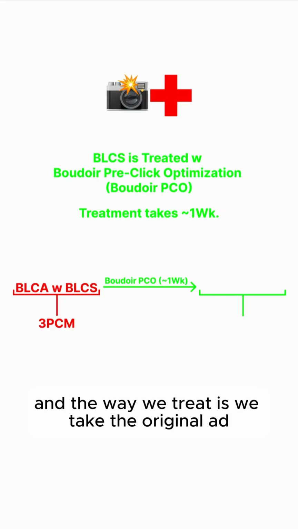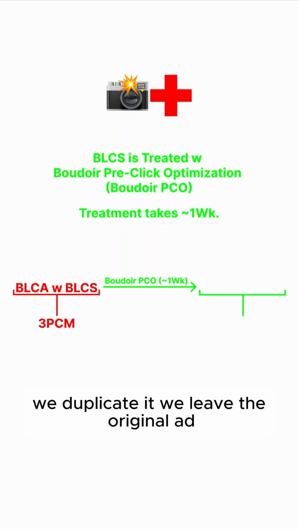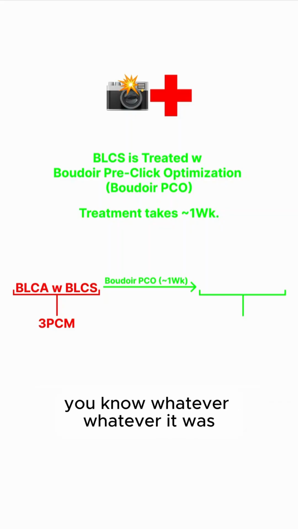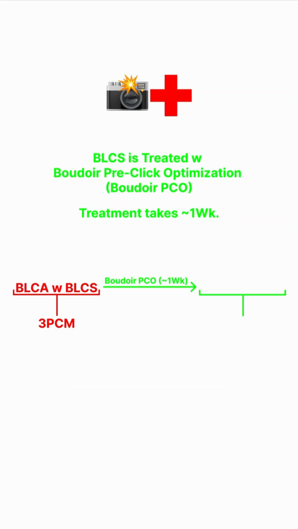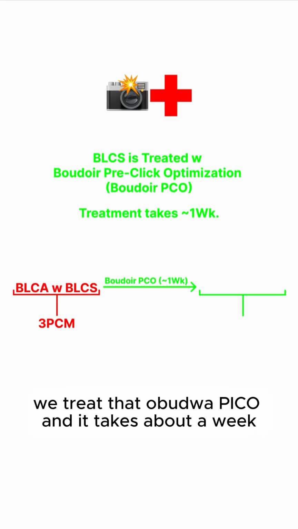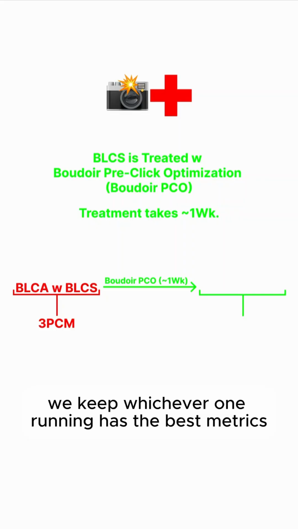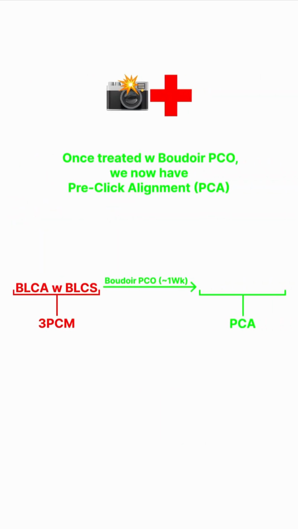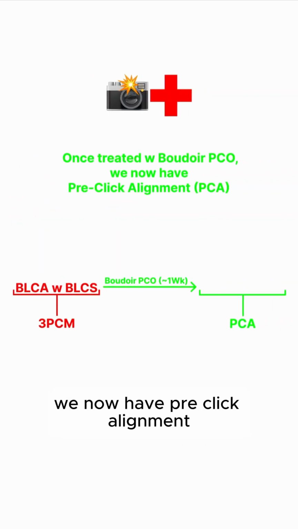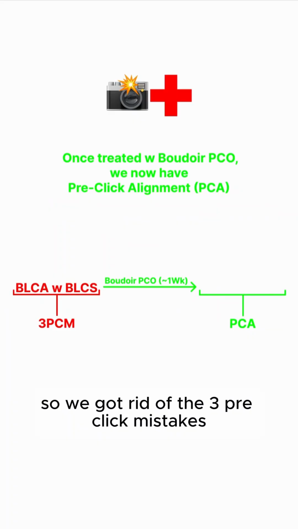And the way we treat is we take the original ad, we duplicate it, we leave the original ad either on or off, whatever it was. And with the duplicated one, we treat that with Boudoir Pico, and it takes about a week. And then at the end, we keep whichever one running has the best metrics. Now, once treated with Boudoir Pico, we now have pre-click alignment. So we got rid of the 3 pre-click mistakes.